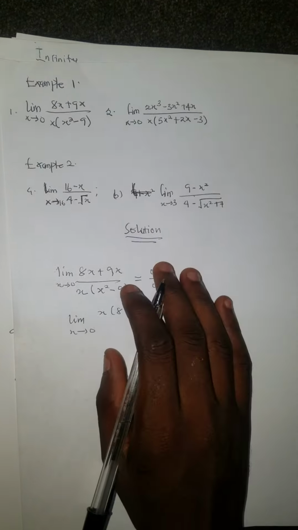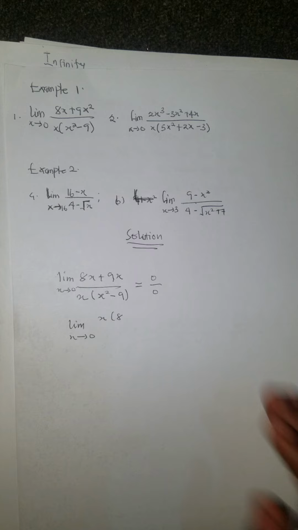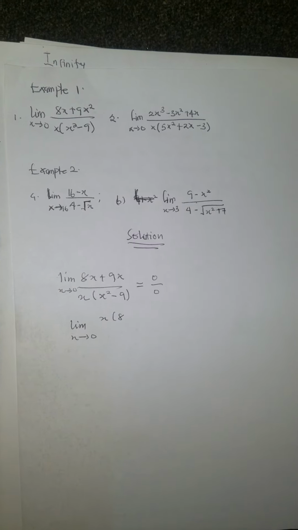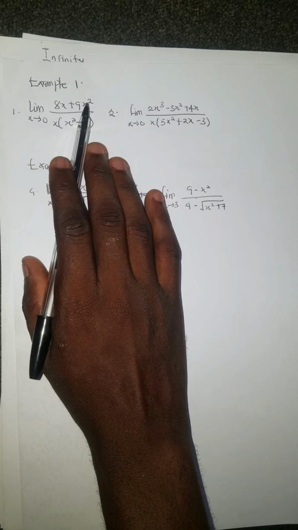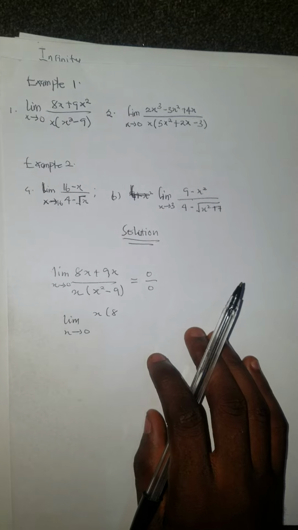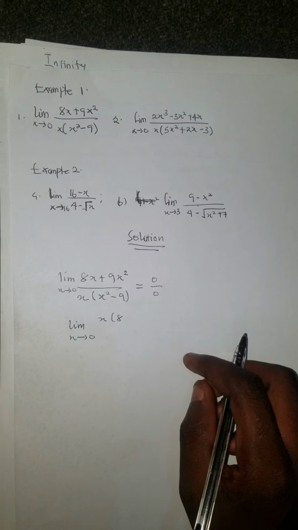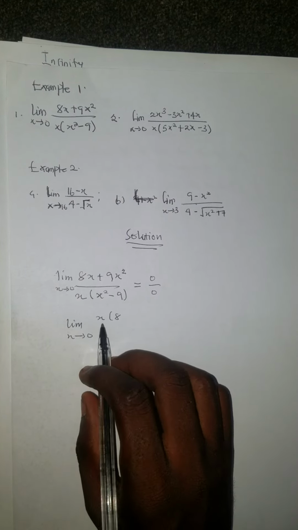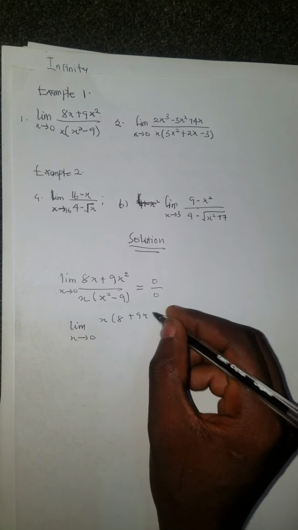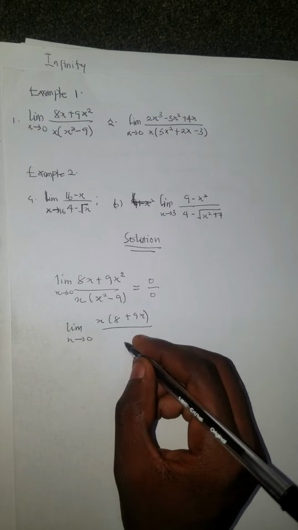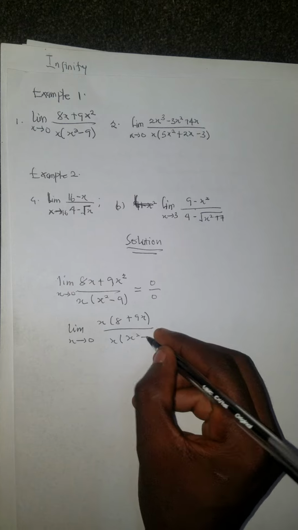Okay, I realize this is not the question I want. This is the question I want. I've just created the questions on my own, so I wanted to add x squared here. So it is 9x squared. Now when you factorize x out of the numerator, you are going to get 8 plus 9x all over x squared minus 9.